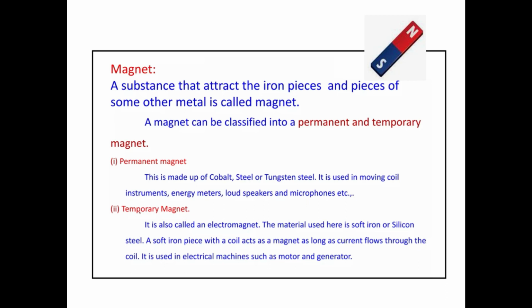And how the electromagnet is produced is by making coils over a soft iron piece or silicon steel. By allowing current to flow through the coil, it acts as an electromagnet.